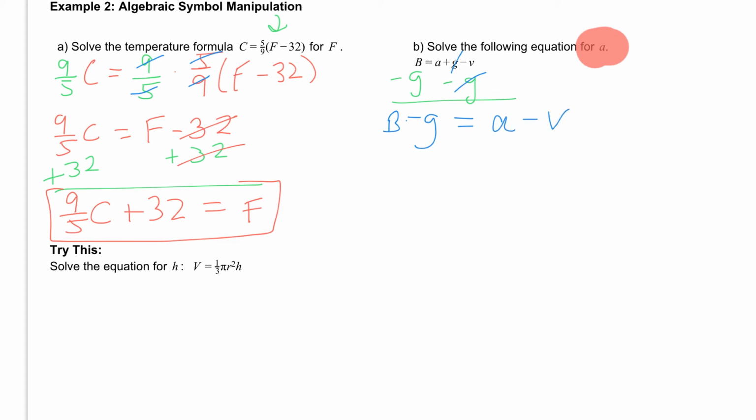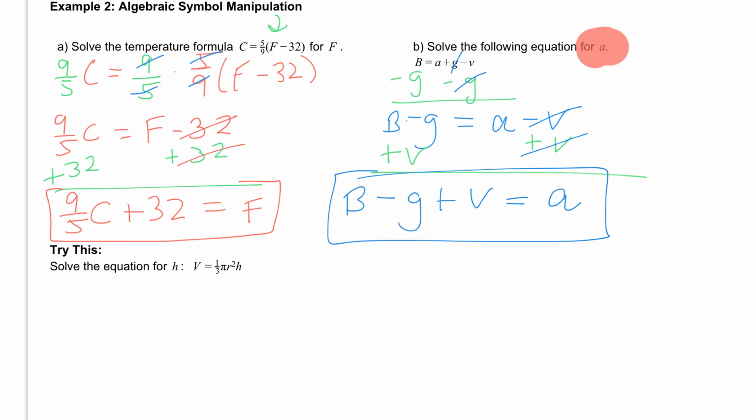Then I'm going to remind myself again, I'm solving for A. Here's my A. What's on the same side as A is a minus V. The opposite of subtracting V would be to add V. So I'm going to add V on the right, which means I also have to add V on the left. On the left-hand side, I have B, G, and V. None of those are like terms, so they all come down into my answer. I have B minus G plus V equal to a negative V and a positive V. That will cancel on the right, and I'm left with just A. And A is the one I wanted by itself.